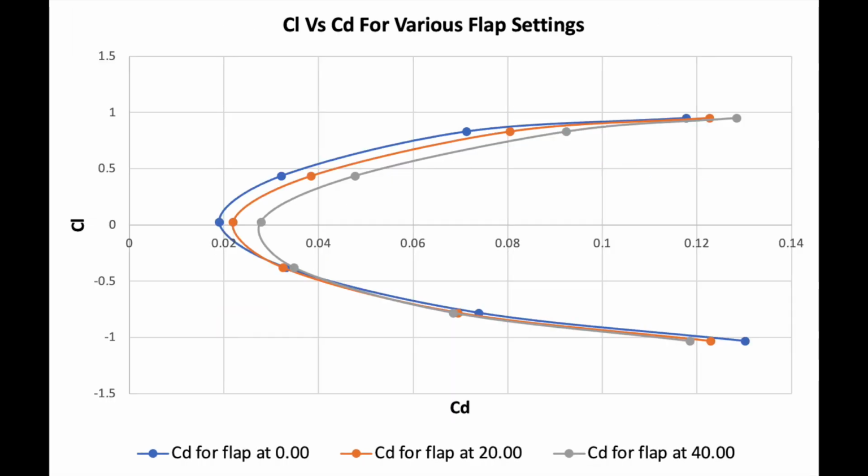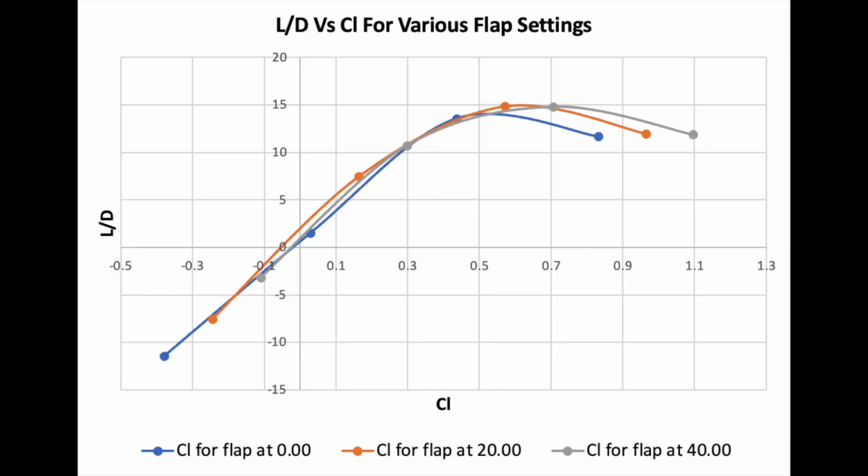The trade-off between lift and drag for the entire flight envelope can be seen here in the drag polar for a variety of different flap settings. For this aircraft, the best predicted L/D is 15 for a flap deflection of 40 degrees. This occurs at a lift coefficient of 0.6.